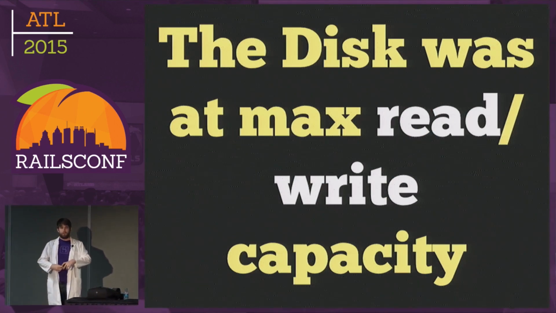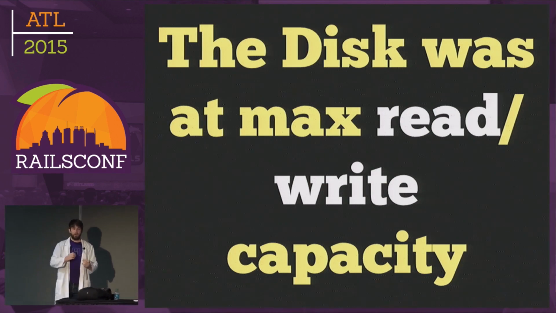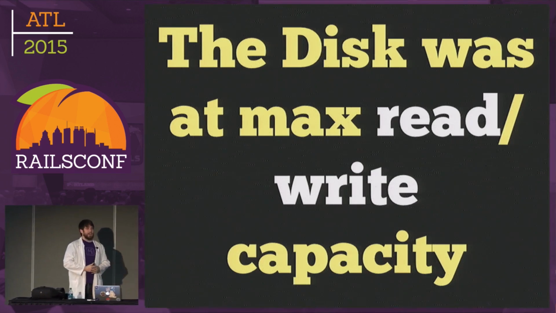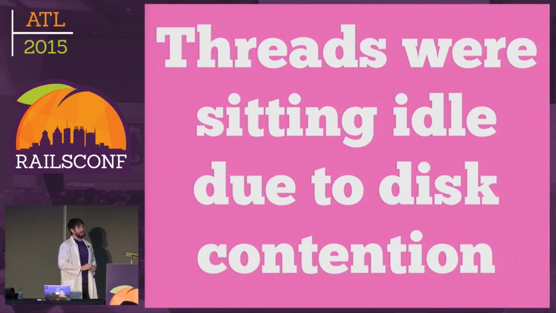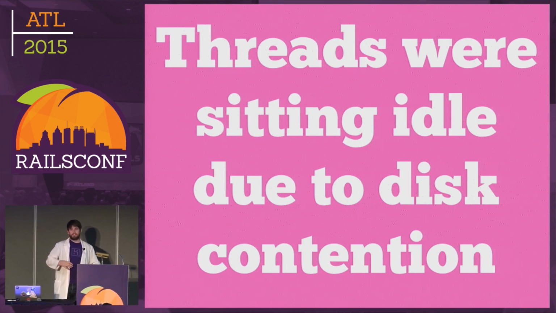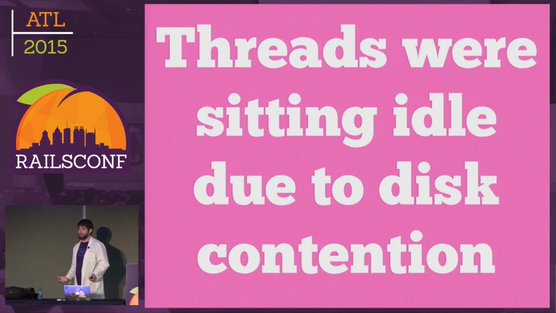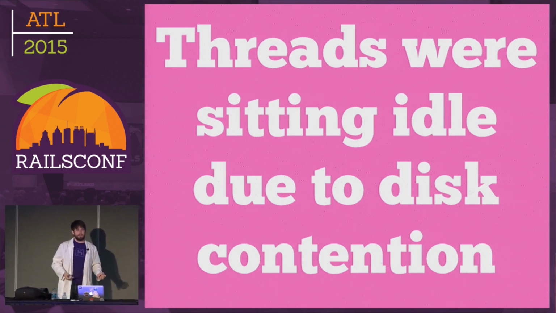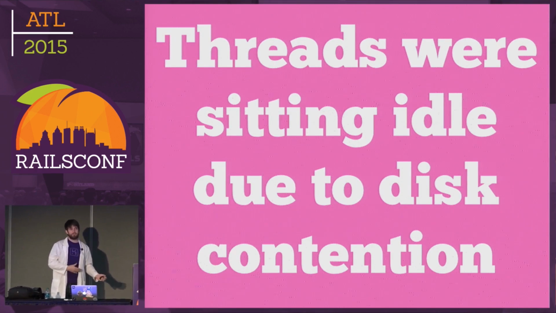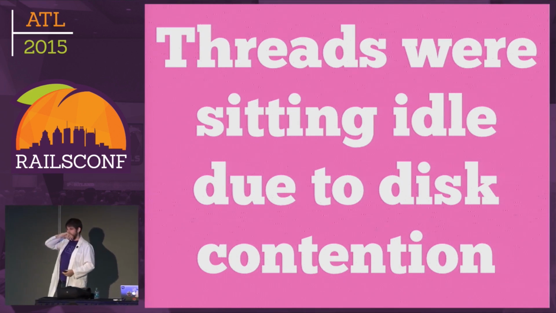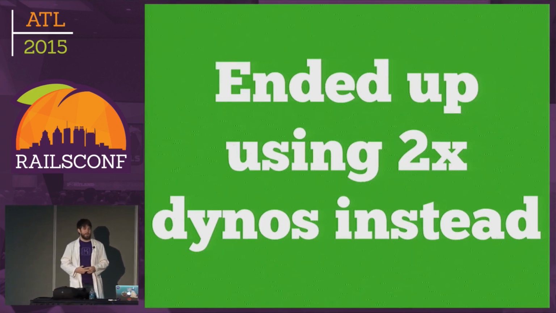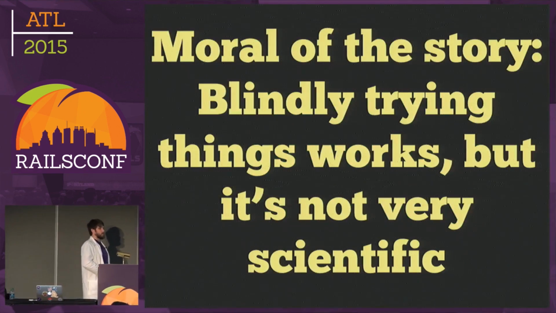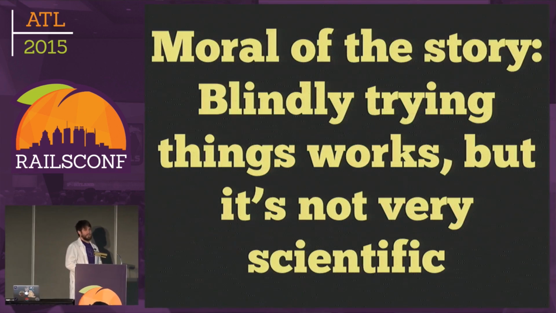We were downloading that file and putting it onto the disk, then we were unzipping it and basically copying from one area of the disk to an even larger area of the disk. And we had all of these threads just sitting there idle. It's as if you have a dinner party of 30 and you only have 4 forks, and everybody's grabbing a fork and trying to eat as fast as they can, but nobody can get anything done because there's a limiting resource. So in the end, we actually ended up using 2x Dynos, and the moral of this story is that you can blindly try things all you want, but it's not very scientific.